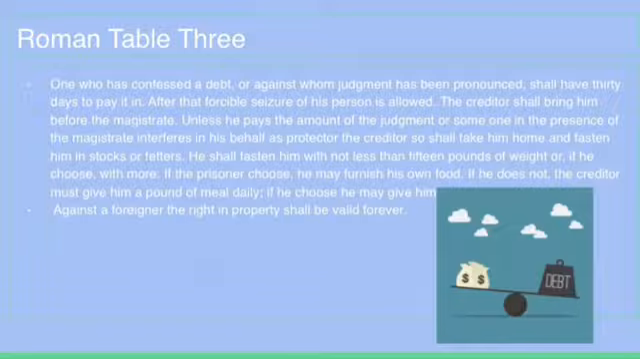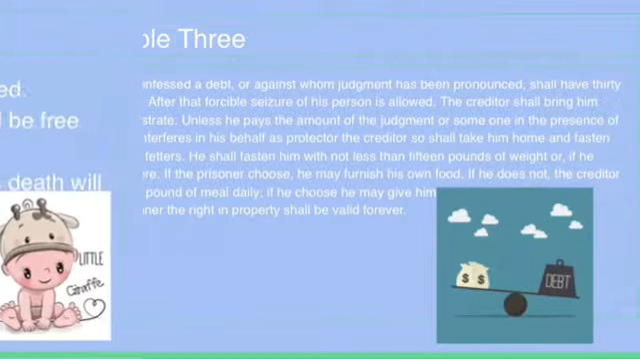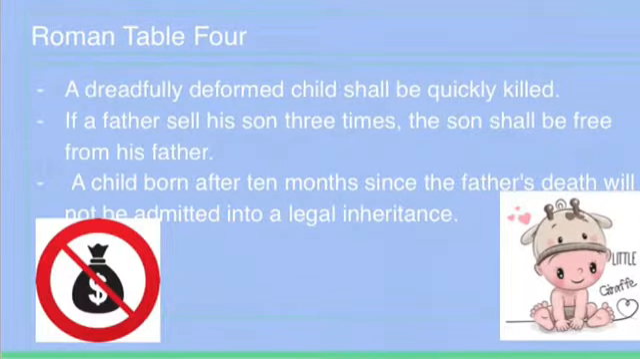If you are in debt, you have 30 days to pay it. If the debt isn't paid, then the court can allow forcible seizure, or the taking of the debtor's house. If the debtor still doesn't comply, then he or she will be punished. Table 4. If a child is deformed in some way, like they have a disability, then they are to be killed as soon as possible.